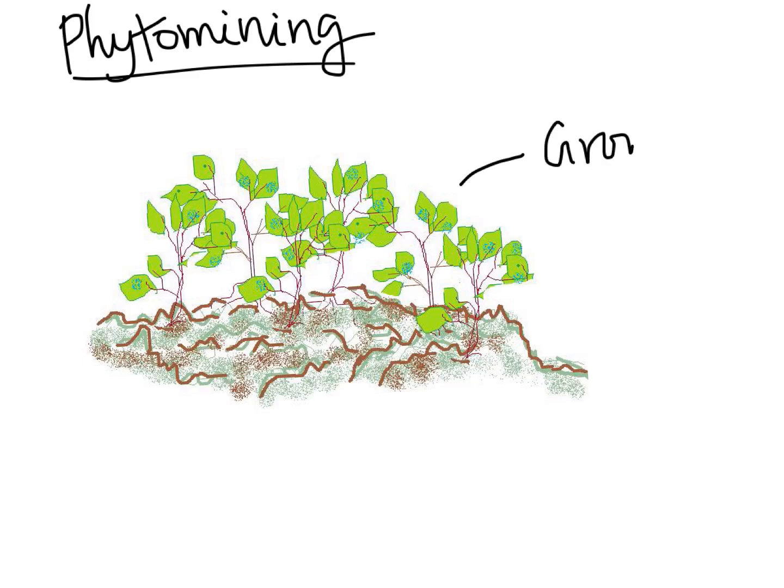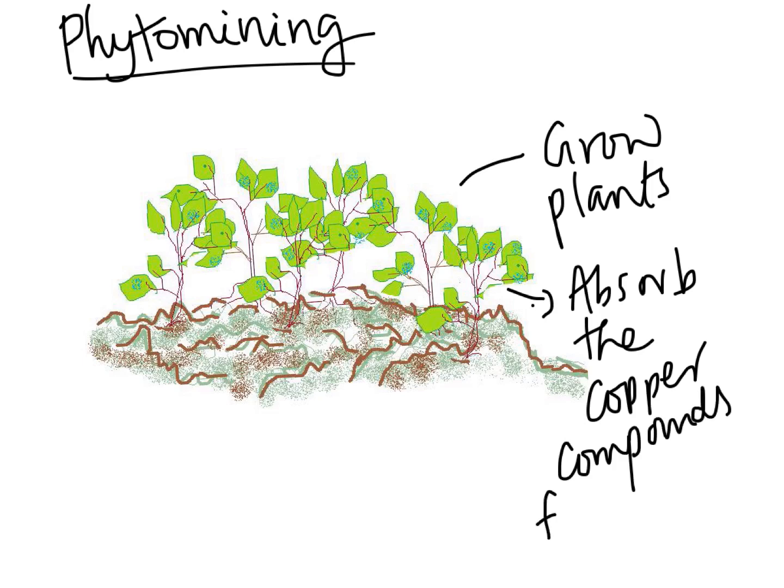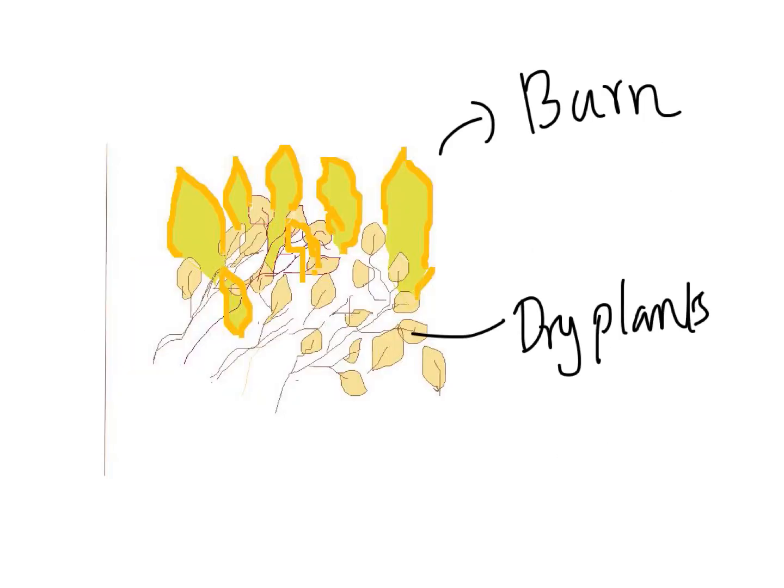So grow plants, and these plants absorb the copper compounds from the soil. So the plants, as they grow, absorb all the copper compounds, so it gets concentrated in the plants. Now the next stage is to burn the dry plants, so as to get some ash.